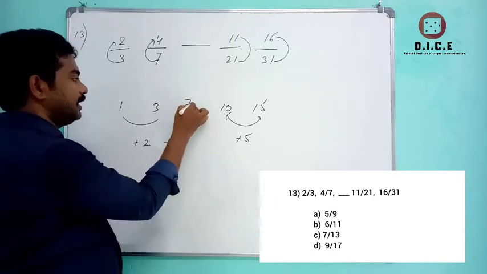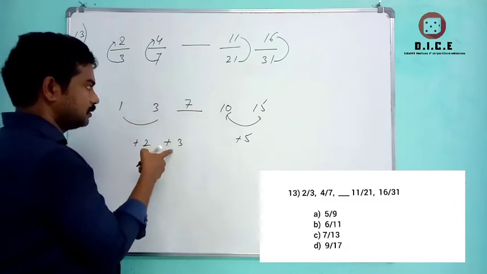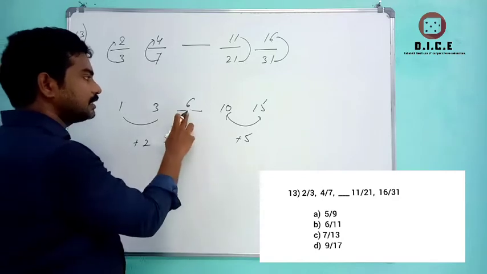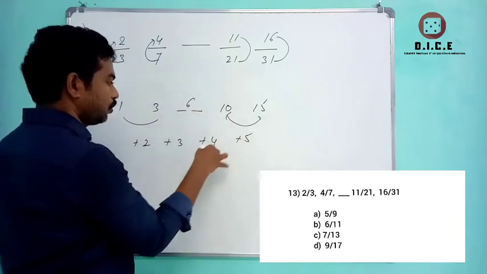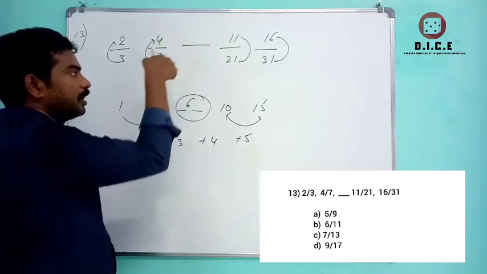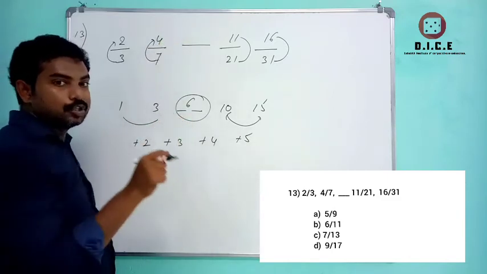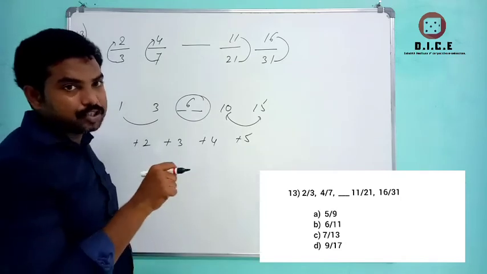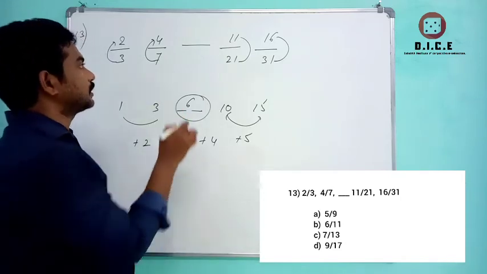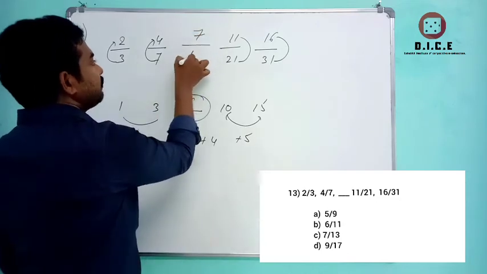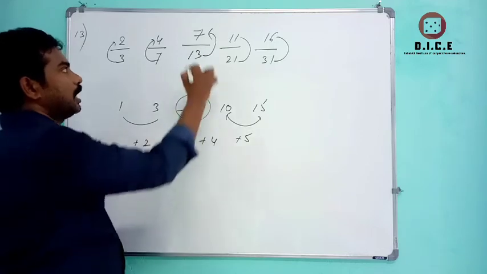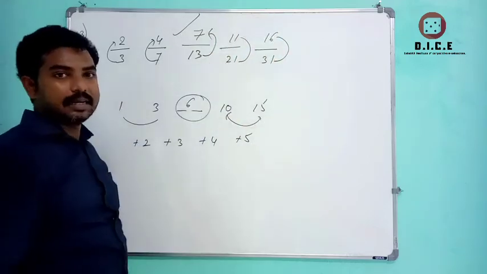If I place 7 here, 3 and 7, that is the difference. 3 and 6, the difference is plus 3. And again 6 to 10, the difference is plus 4. So by taking the numerator and denominator difference, the number should be 6 here. So in which option can you examine the difference 6? That is clearly in the case of 7 by 13, because the difference of 7 and 13 is nothing but 6. So the answer is 7 by 13.